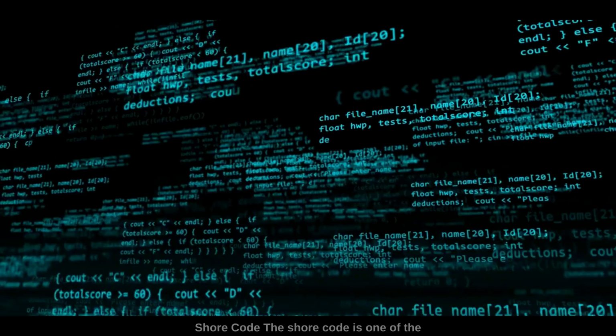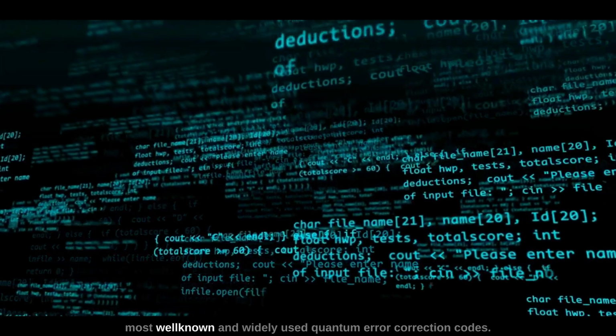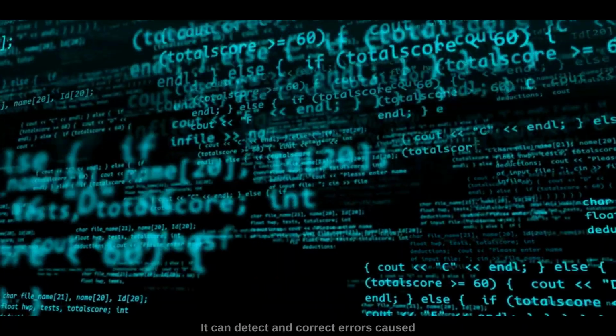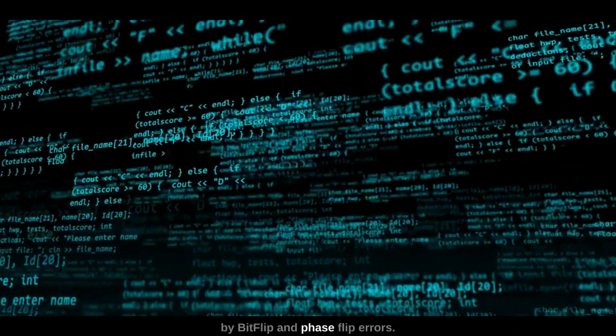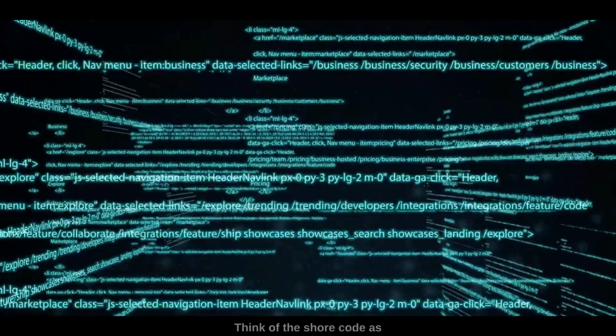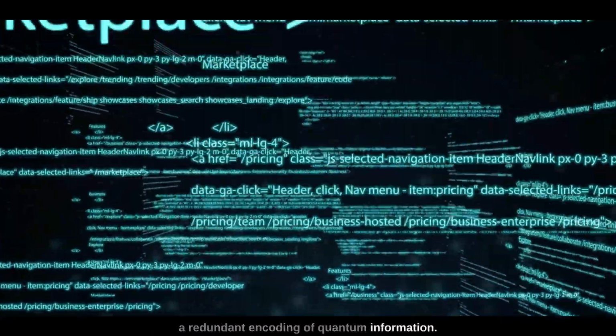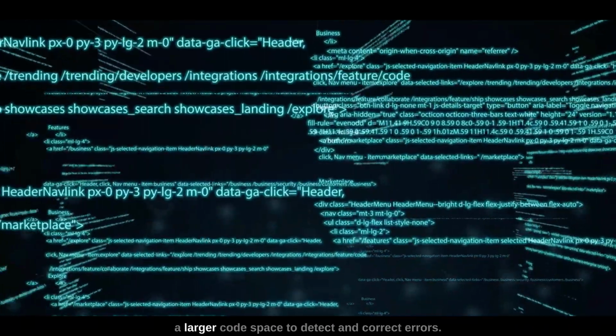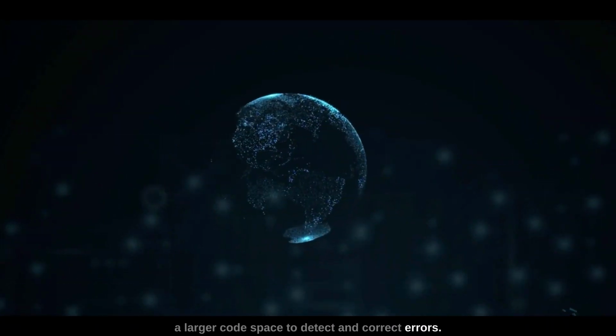Shor code. The Shor code is one of the most well-known and widely used quantum error correction codes. It can detect and correct errors caused by bit flip and phase flip errors. Think of the Shor code as a redundant encoding of quantum information. It adds extra qubits to the original qubits, forming a larger code space to detect and correct errors.